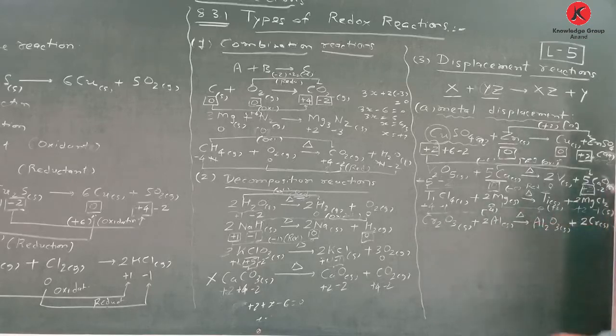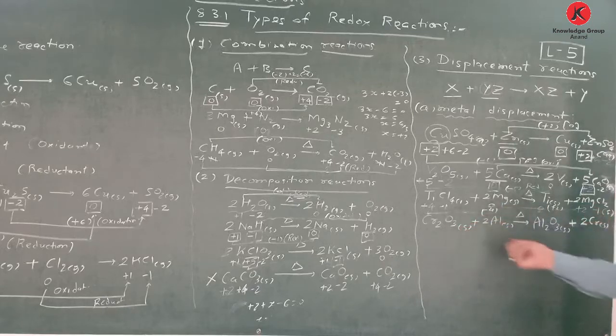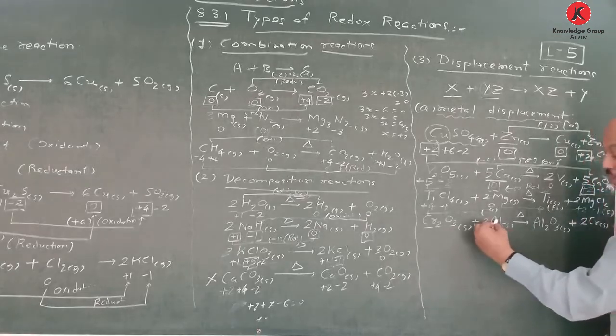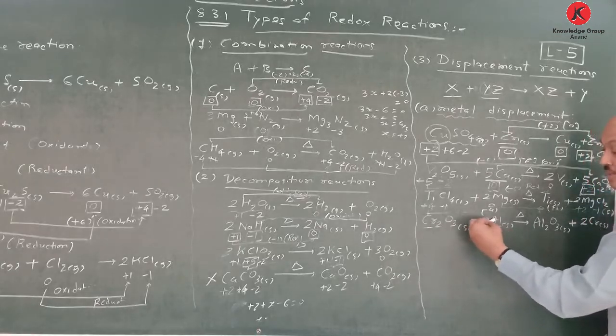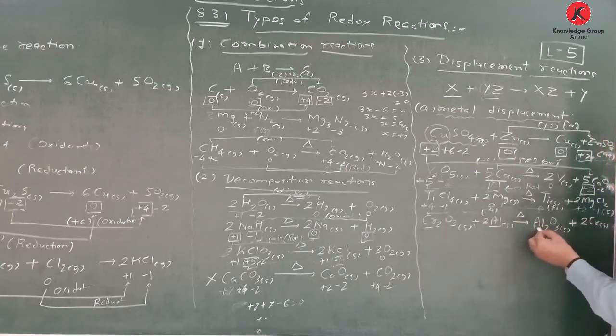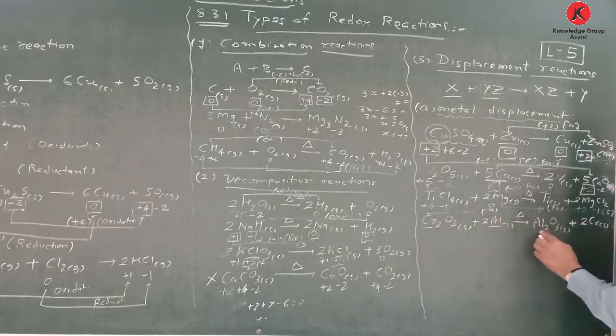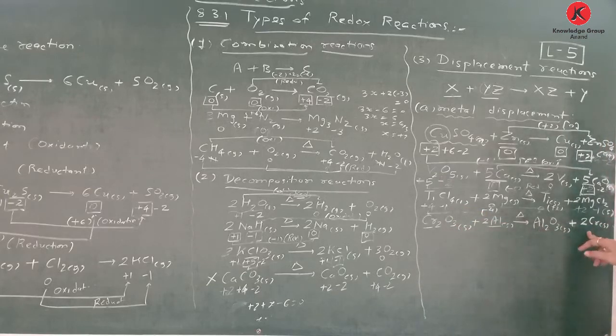So you have to consider this particular example. In Cr2O3 plus twice Al solid, with heat, gives Al2O3 solid plus twice Cr solid. This type of reaction is given, and which type of reaction is it? A displacement reaction, combination reaction, decomposition reaction, or we can say non-metal displacement or metal displacement. Just see, aluminium and chromium are both metals. So here aluminium takes the place of chromium. Chromium is displaced by aluminium. So here alumina, Al2O3 solid, and twice Cr solid are produced.